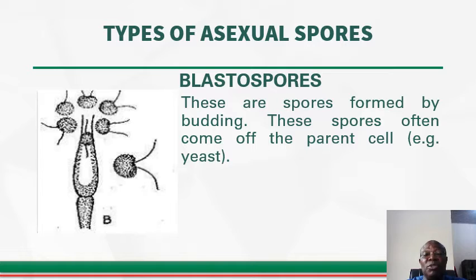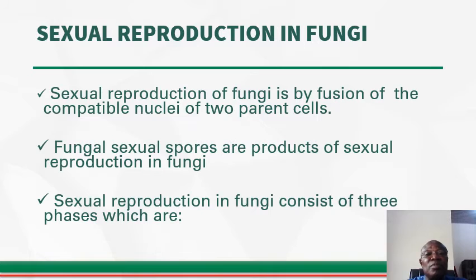Then we have blastospores. Blastospores are formed by budding, and these spores often come off the parent cell. As we have mentioned, yeast also produce this type of spore. As you can see in the diagram, when the buds are formed, they can fall off from the parent cells, as you can see on the left-hand side of this slide.